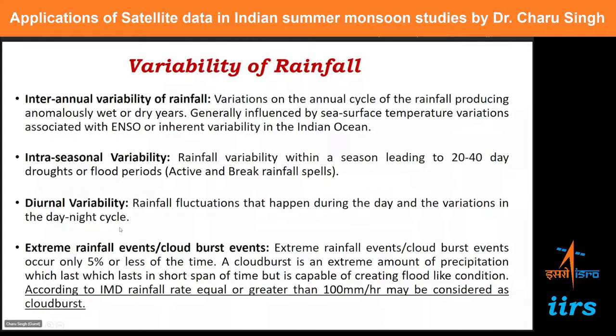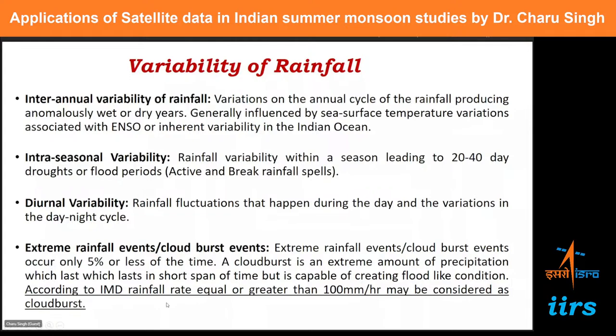Then we have a fourth variability that we also note during the monsoon season, that is the extreme rainfall events or cloud burst events. A high amount of rainfall is poured during these kinds of events. Extreme rainfall events are rare to rarest events that occur only 5% of the time, and this is an extreme amount of precipitation which lasts a short span of time but is capable enough of creating flood-like conditions.